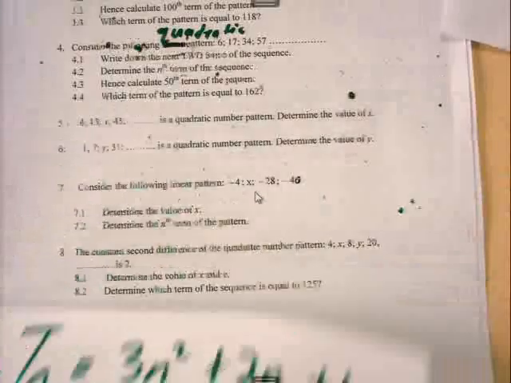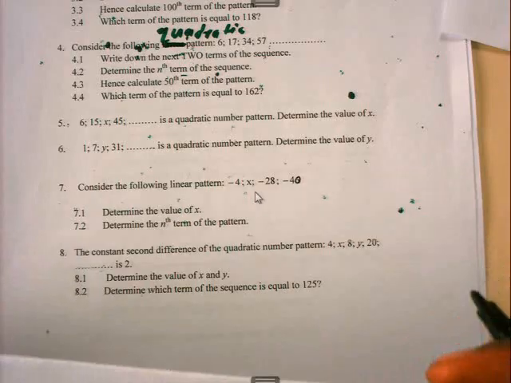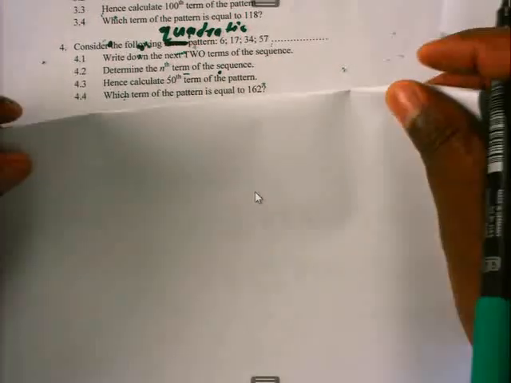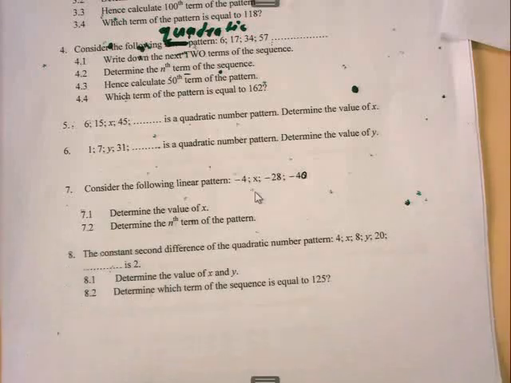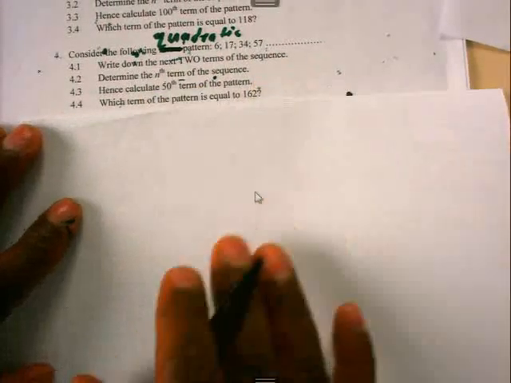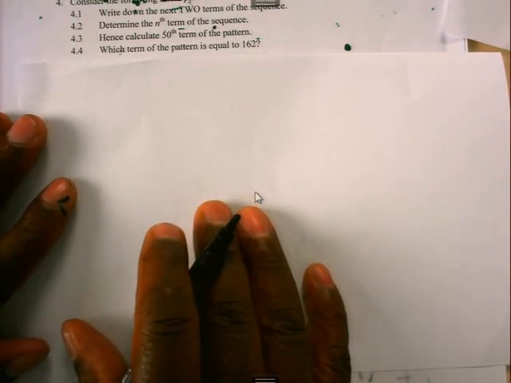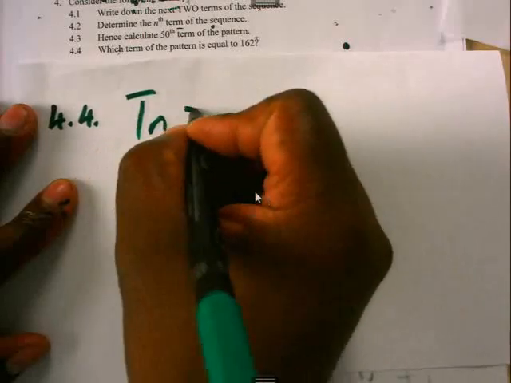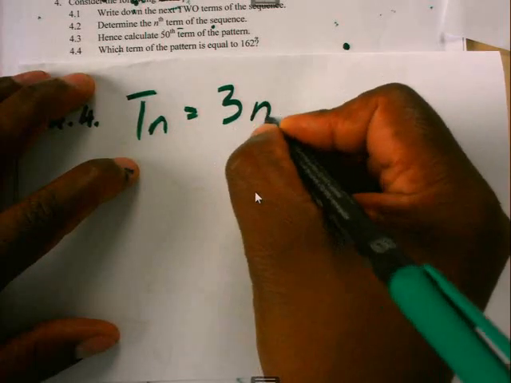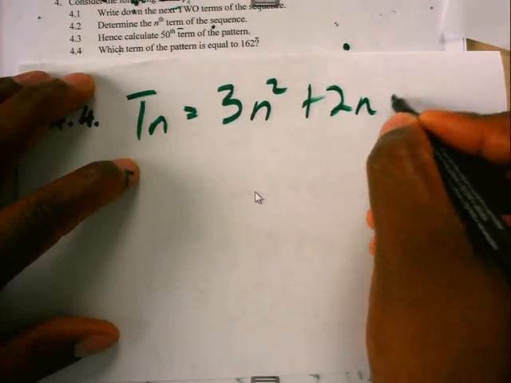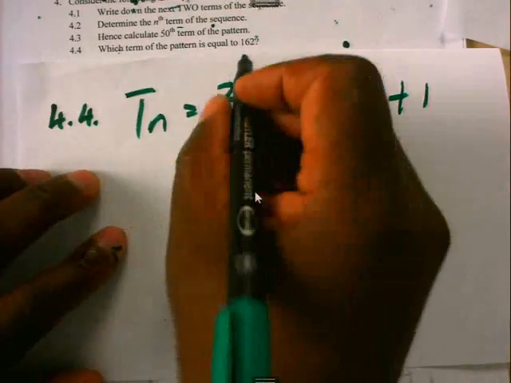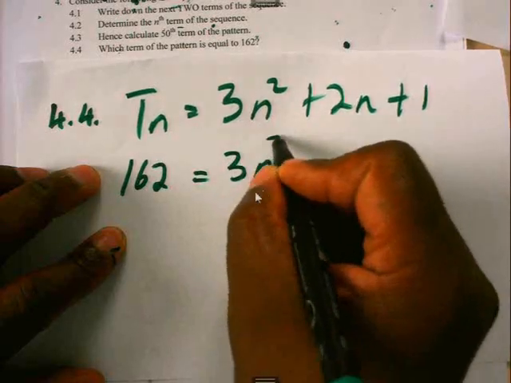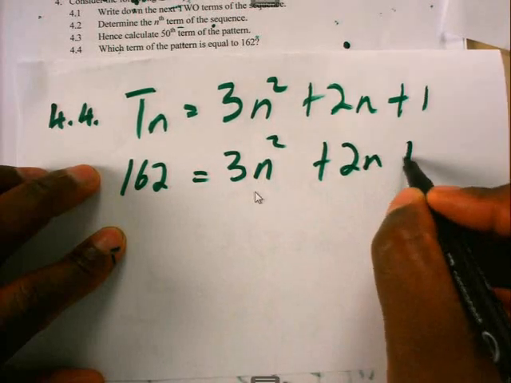Let's answer the last question then. The last question states: which term of the pattern is equal to 162? Remember, we are at 4.4. And the nth term we're talking about here is 3n squared plus 2n plus 1. So 162 would be our nth term here: 3n squared plus 2n plus 1.